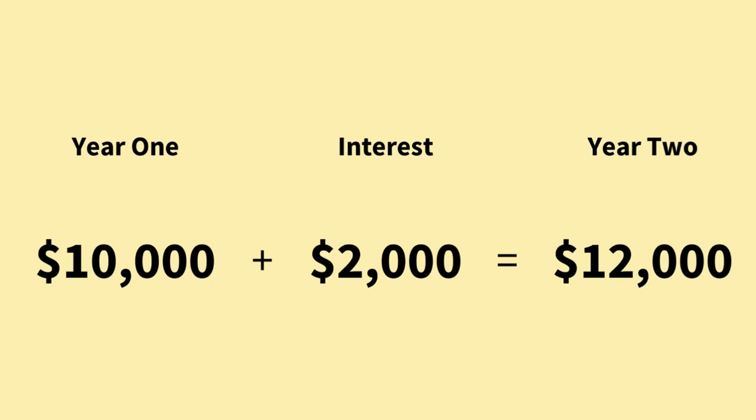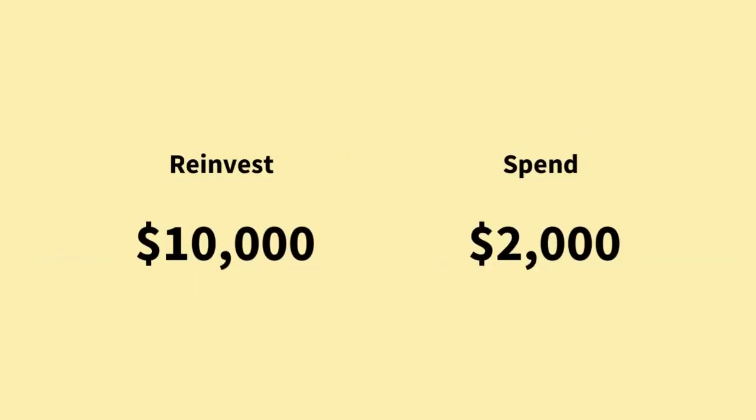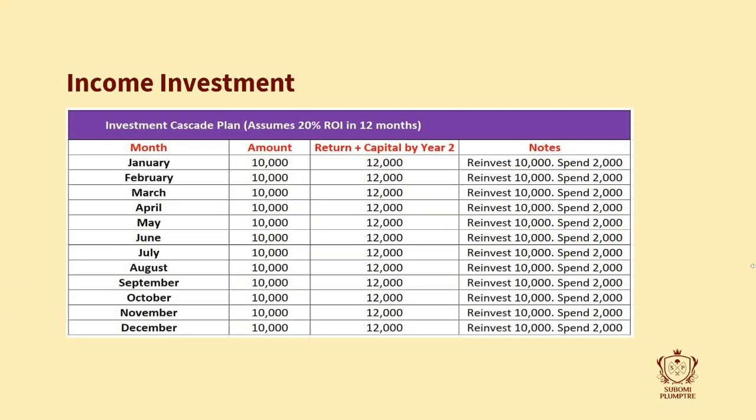Now, what you do is you can spend the $2,000 on top and then reinvest the $10,000. So what it means is your investment goes on autopilot every single month going forward. After you've done this every month for 12 months, you get that $2,000 which you can spend, and then you can automatically roll over the $10,000.